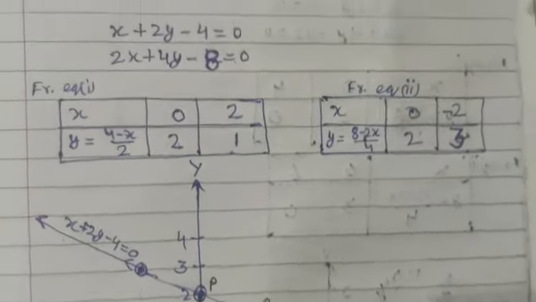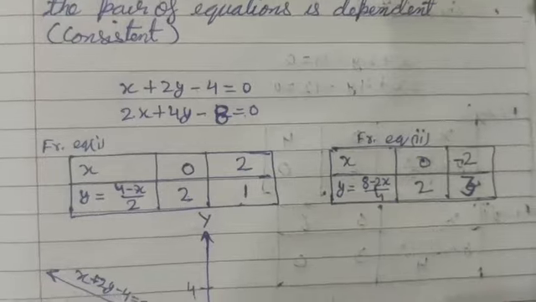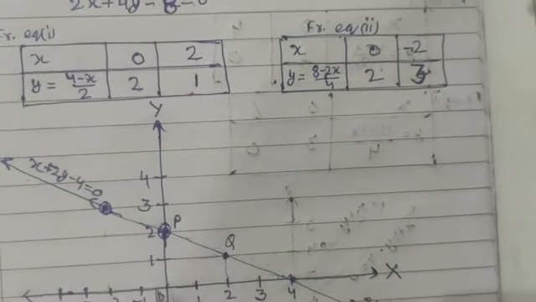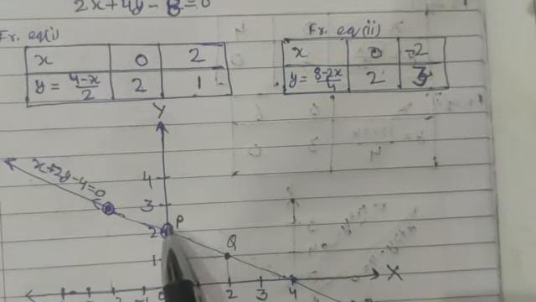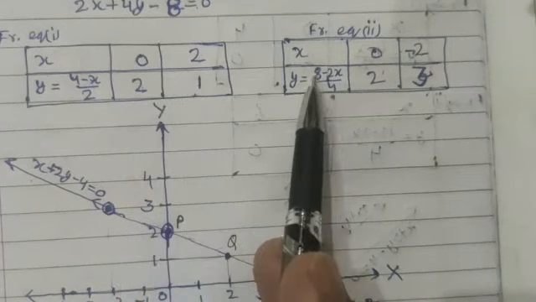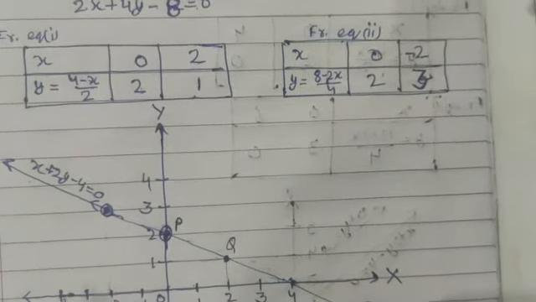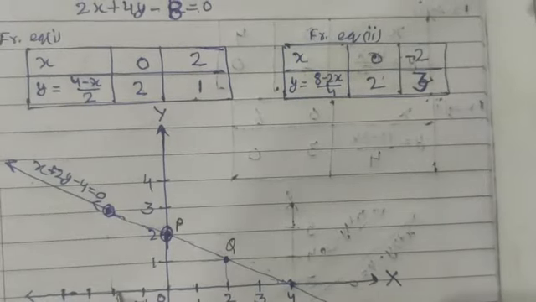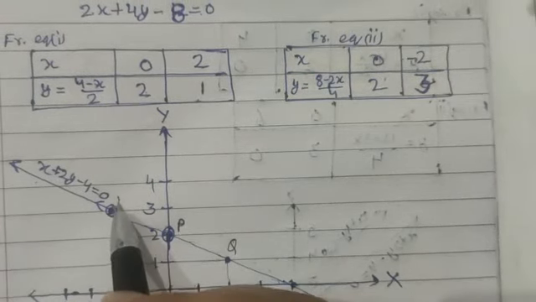We will get the line for the first equation, that was x plus 2y minus 4 equal to 0. Now second line has a point (0, 2). Now x is 0 and y is 2. That is the same point as we have got in the first equation. So this point P will lie in the second line also. Now second one is (-2, 3). If x is -2, then y is 3. So this is point R.